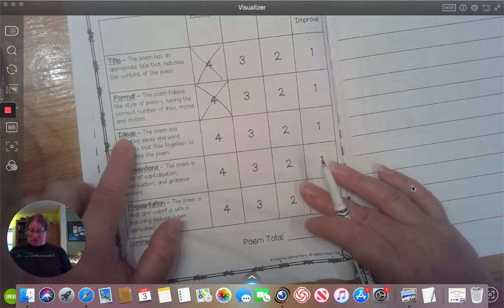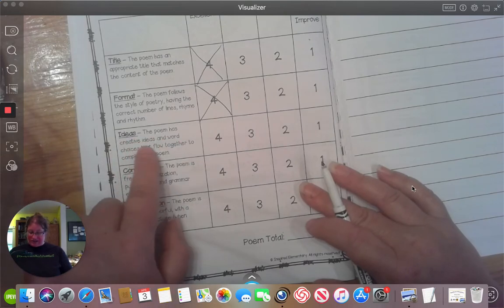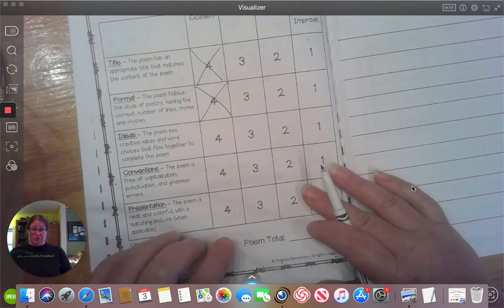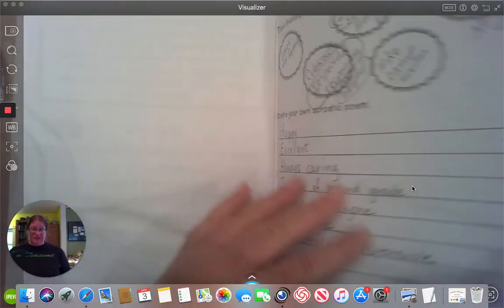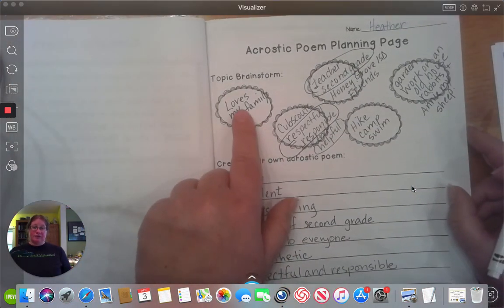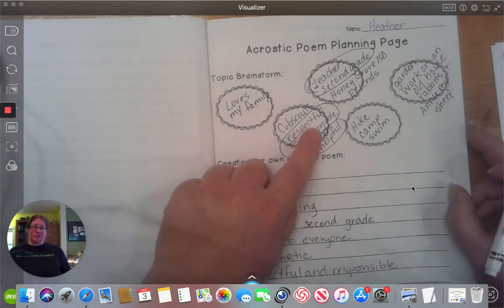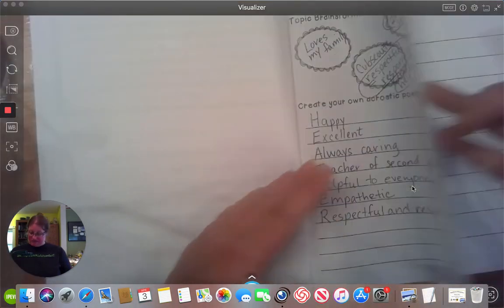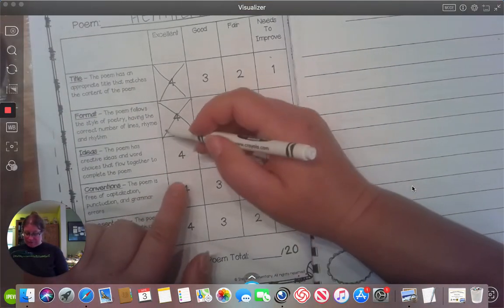Ideas. The poem has creative ideas and word choices that flow together to complete the poem. Did I use my brainstorming? Did I use some of the ideas from my brainstorming in my poem? I think I did. So I'm going to give myself a 4.